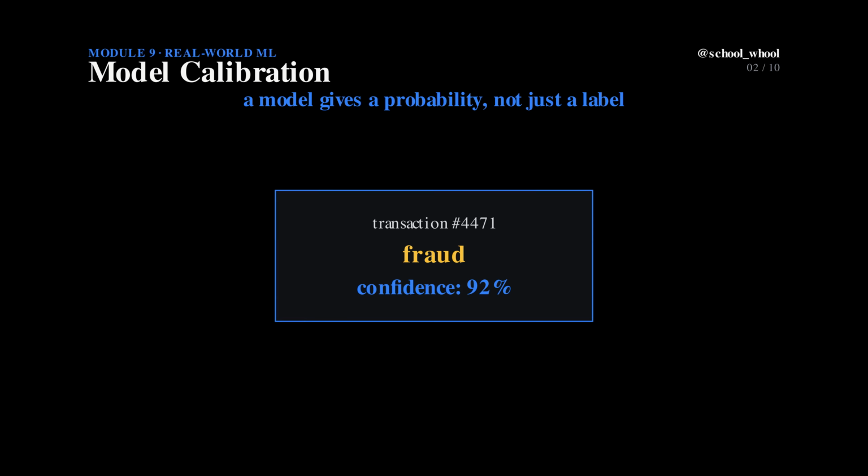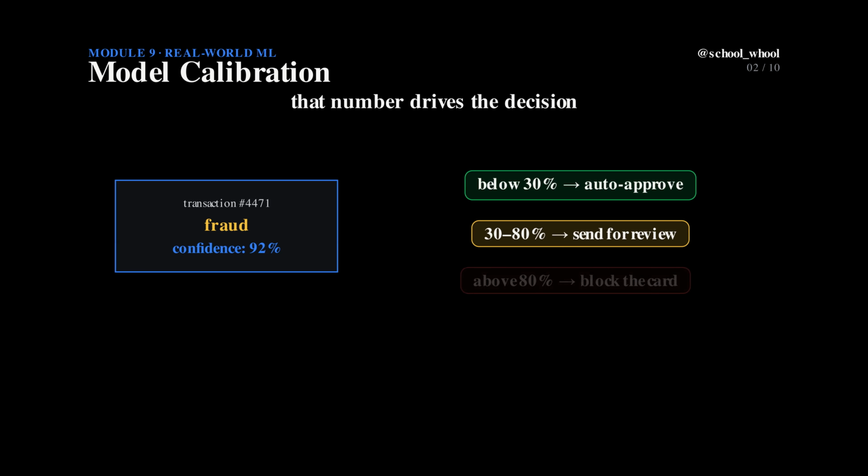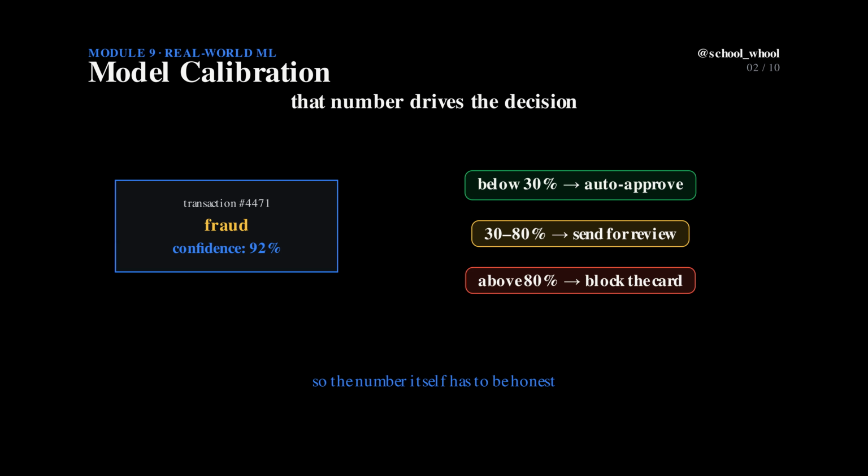And that number does real work. Below 30%, we auto-approve. Between 30 and 80, a human reviews it. Above 80, we block the card. Every one of those actions trusts the confidence. So the confidence itself has to be honest.